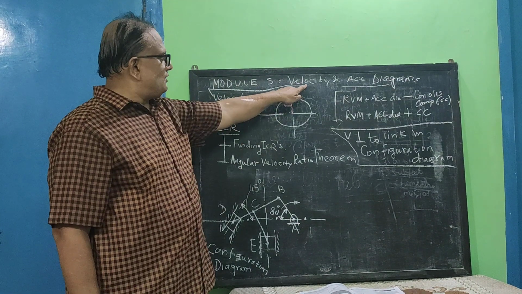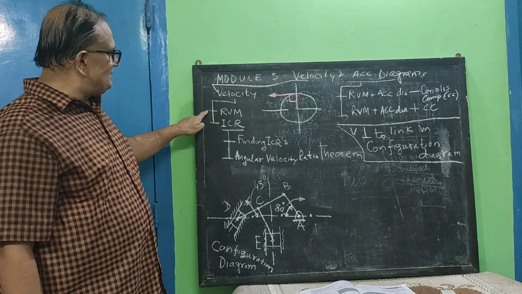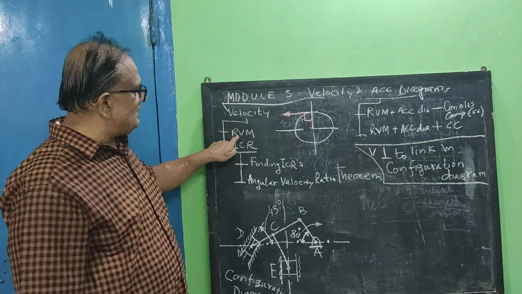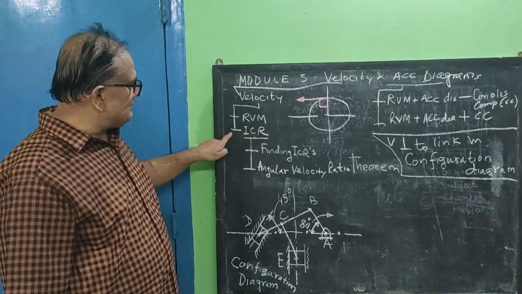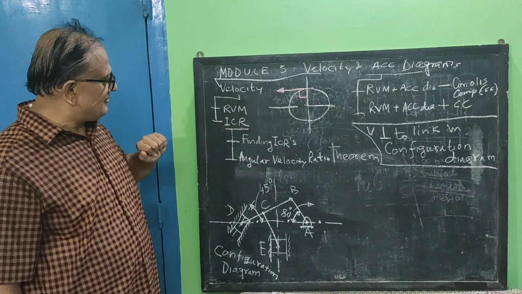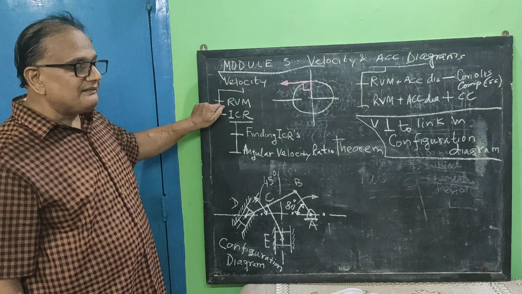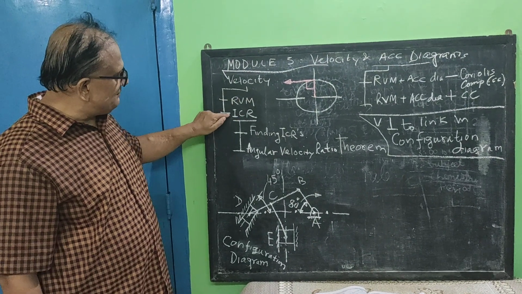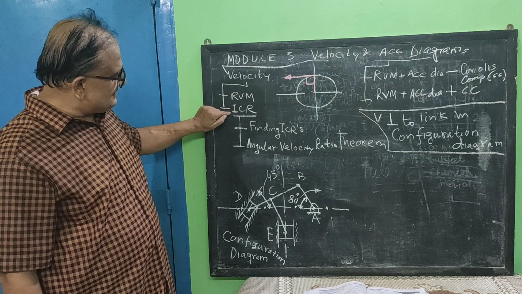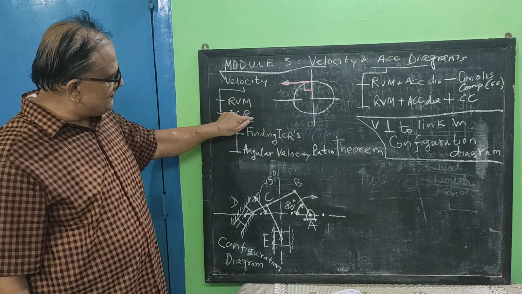Now, velocity. Velocity can be found out with the help of two methods. First method is relative velocity method and the second method is ICR method. ICR stands for instantaneous center of rotation.